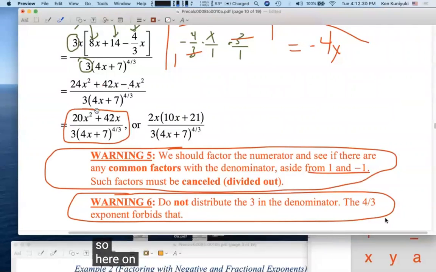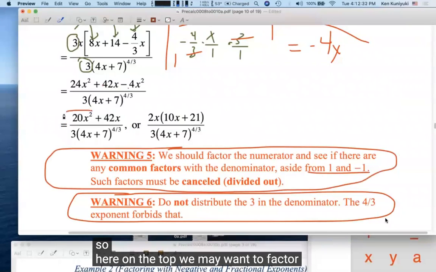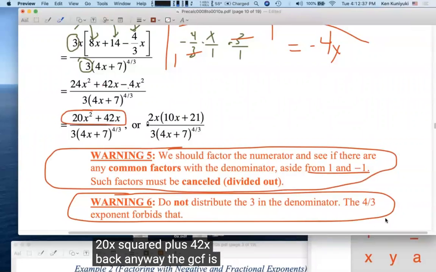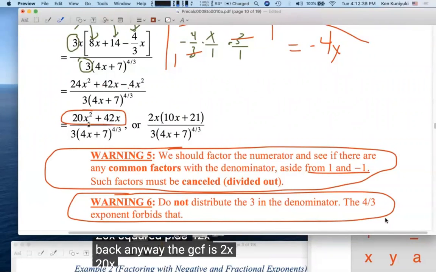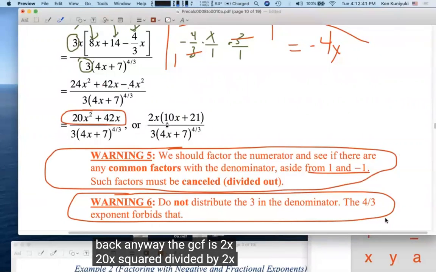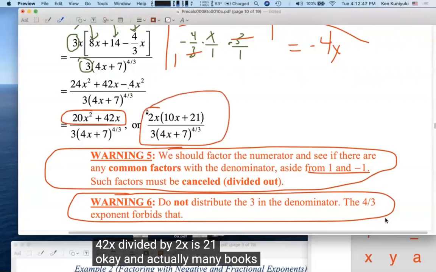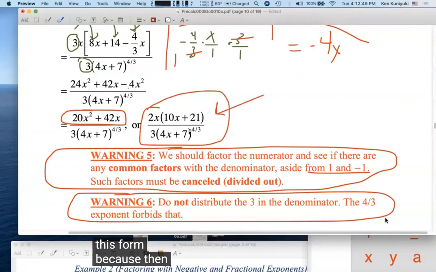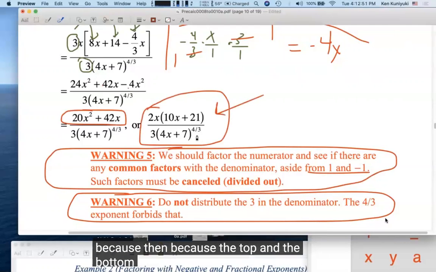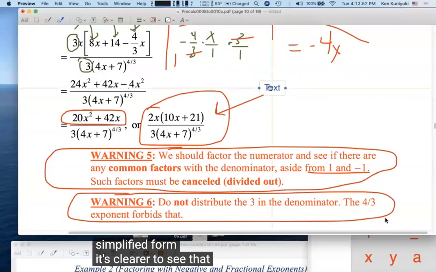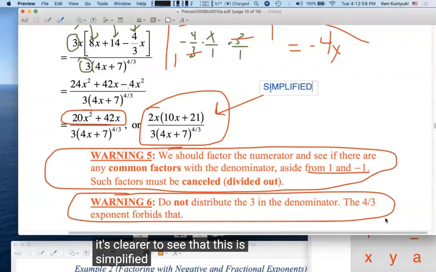So here on the top, we may want to factor 20x squared plus 42x. The GCF is 2x. 20x squared divided by 2x is 10x. 42x divided by 2x is 21. Many books would prefer this form, because when the top and the bottom are in factored form, you see more clearly that we have a simplified form. It's clearer to see that this is simplified.